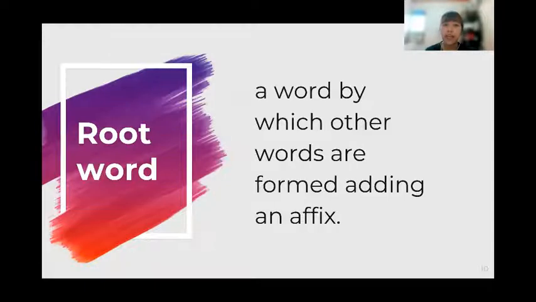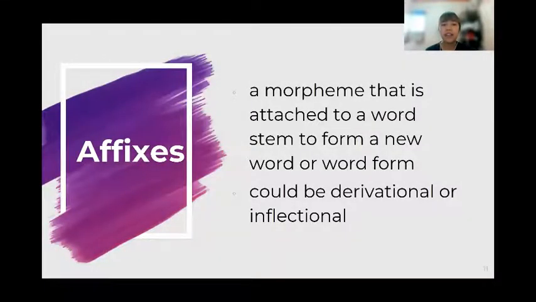Such as in the word buyers, the root word or the base form of buyers is buy. Affixes, on the other hand, are the morphemes that are attached to a word stem to form a new word or word form. This could be derivational or inflectional. We will discuss that later on, what is derivational and inflectional. Same with the example earlier. I'll annotate that first. We have there, buyers.